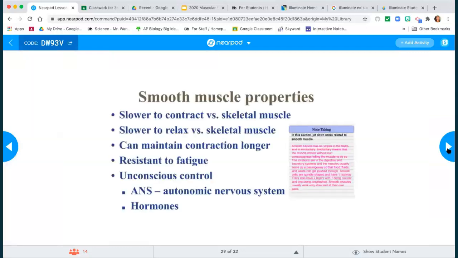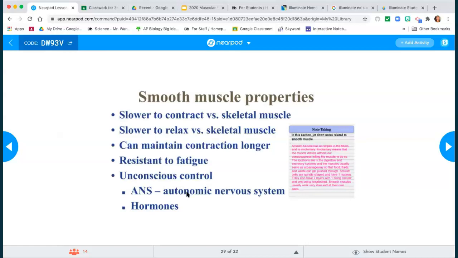So again, comparing your notes, smooth muscle, and I saw a lot of you had this, is slower to contract than skeletal muscle and it fatigues less easily. What I might not have seen was this part of the control. So if it's not voluntarily controlled, how is it controlled?